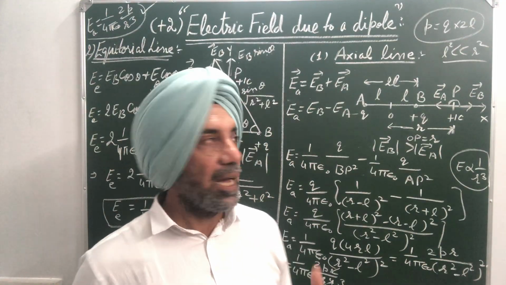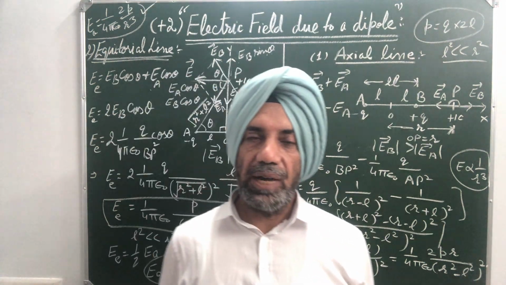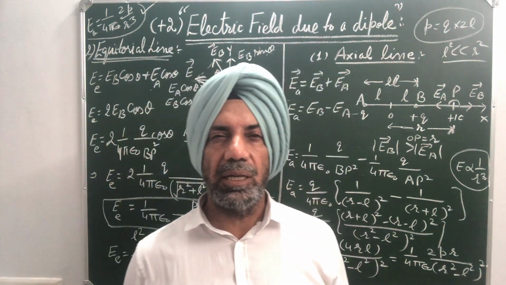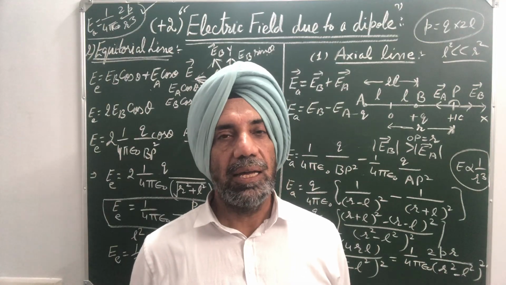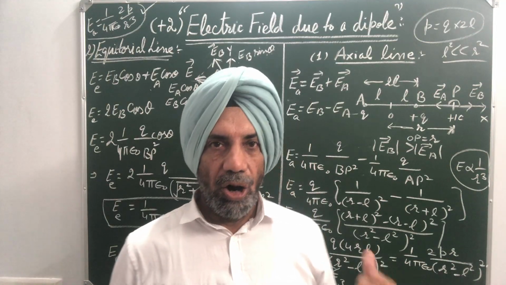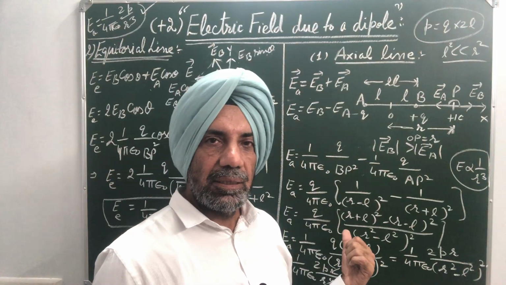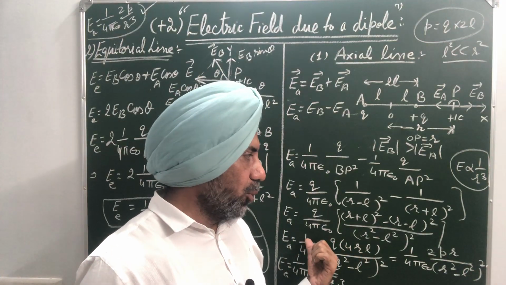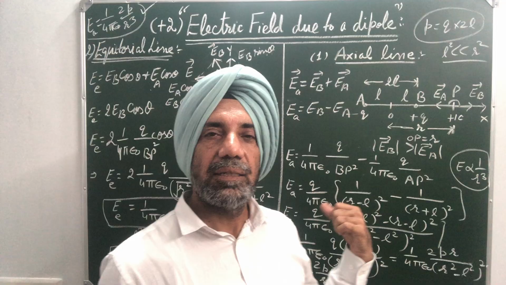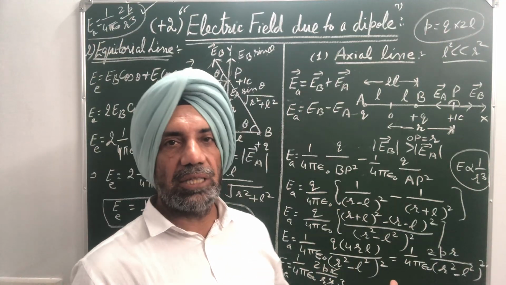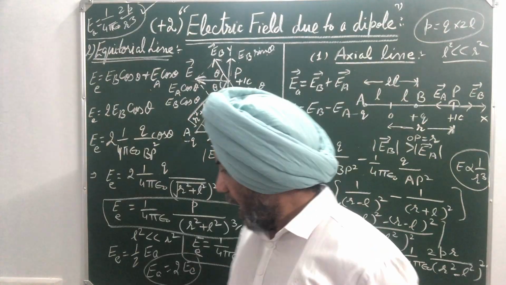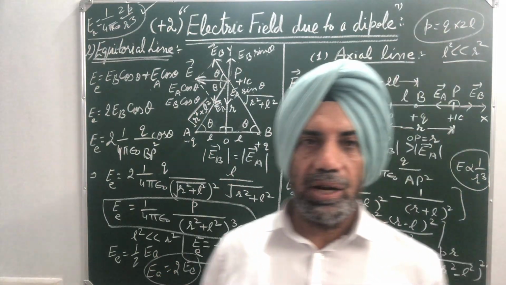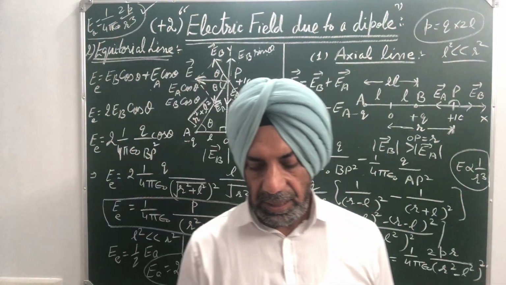Both derivations are very important in the exam. You may be asked to find the expression for the electric field due to a dipole at a point on the equatorial line, or find the expression for the electric field due to a dipole at a point on the axial line, and how the electric fields on the axial line and equatorial line are related to each other for the same distance r. So EE is equal to half EA, or EA is equal to twice EE.